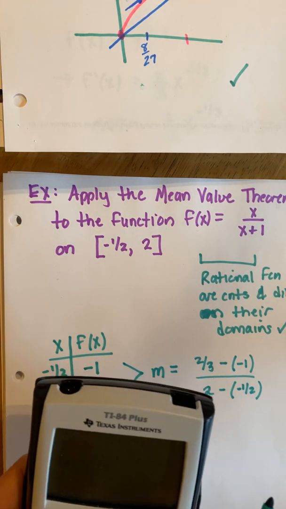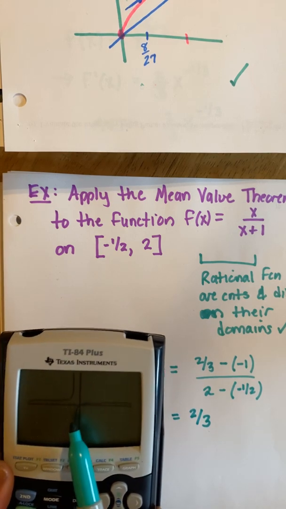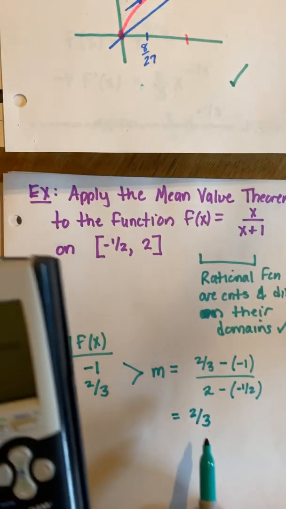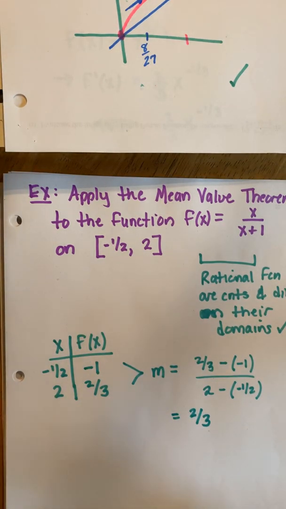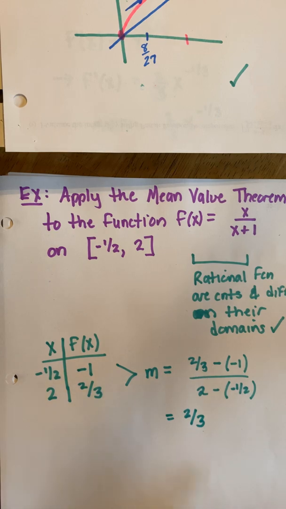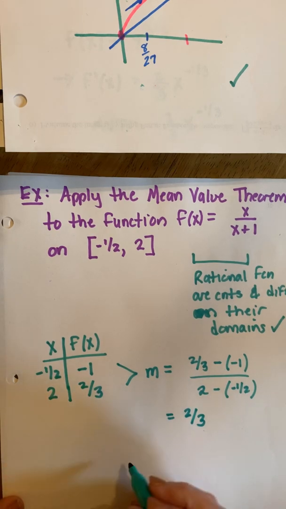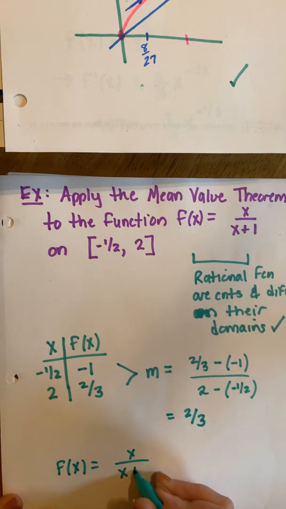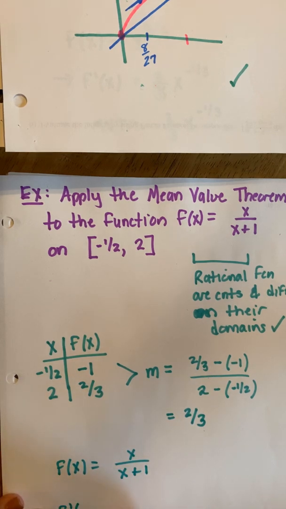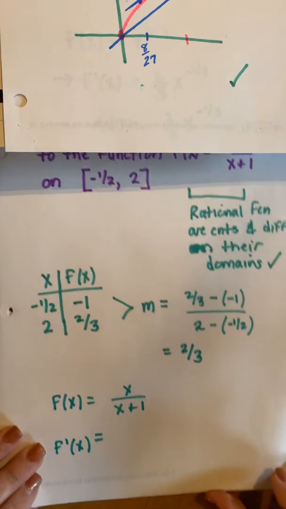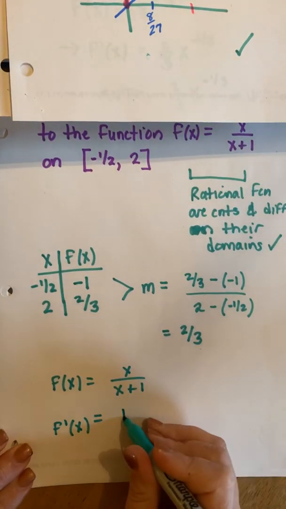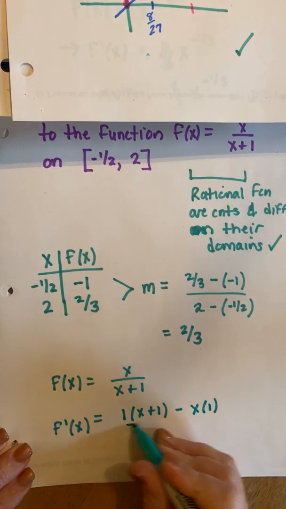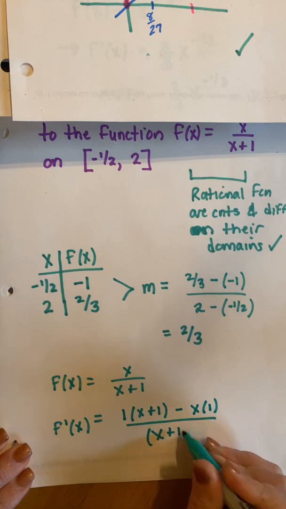So if I go back into my graph and I look from -1/2 all the way out here to 2 and I connect that, the slope of the line connecting the endpoints is going to be 2/3. So now what we have to do is take the derivative and set it equal to 2/3. So this is a little bit trickier. Good practice with our differentiation. So the derivative is, well, the derivative of a quotient. We have to use the quotient rule. Derivative of the top times the bottom minus the top times the derivative of the bottom all over the bottom squared.